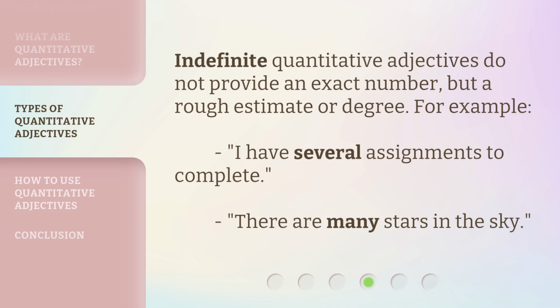Indefinite quantitative adjectives do not provide an exact number, but a rough estimate or degree. For example, I have several assignments to complete. There are many stars in the sky.